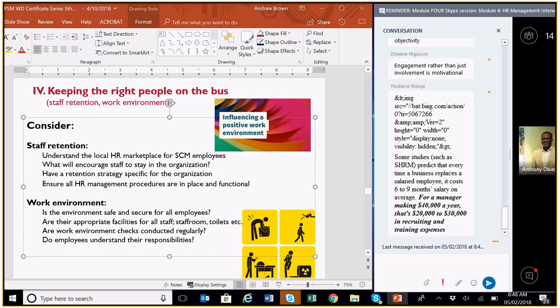And also, one of the biggest frustrations with staff is not having strong HR management procedures in place and functional. They don't feel part of the team. They don't feel that it's a fair and transparent workplace.